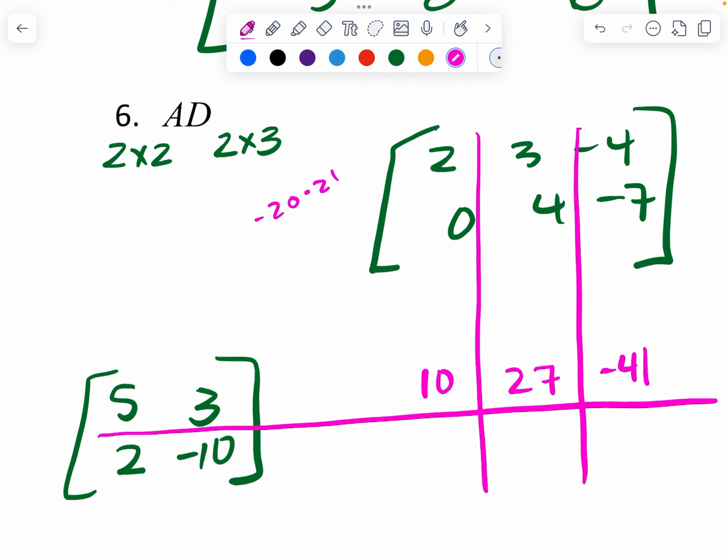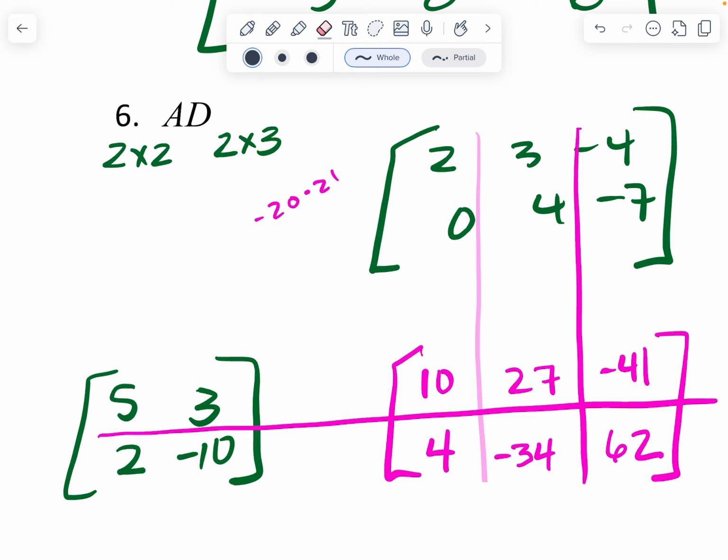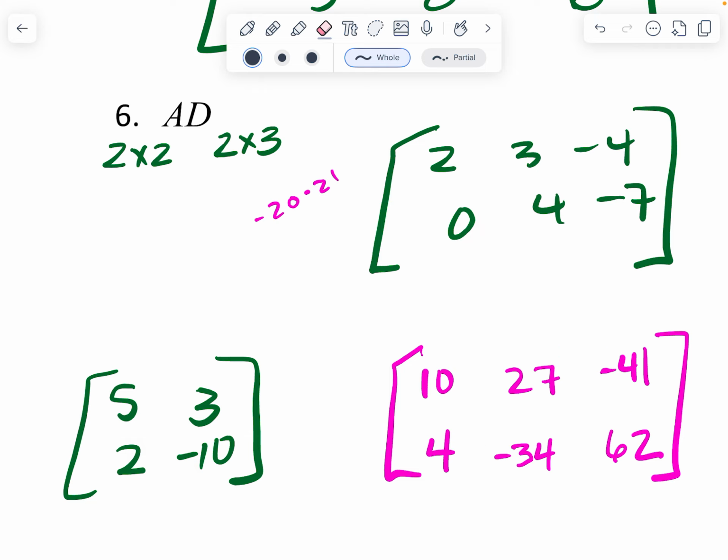And then next row and first column would get me 4 plus 0. Then we would have 6 minus 40, negative 34. And then we would have negative 8 plus 70, so 62. So then I erase my extra stuff. Bam, bam, bam. And there we go.